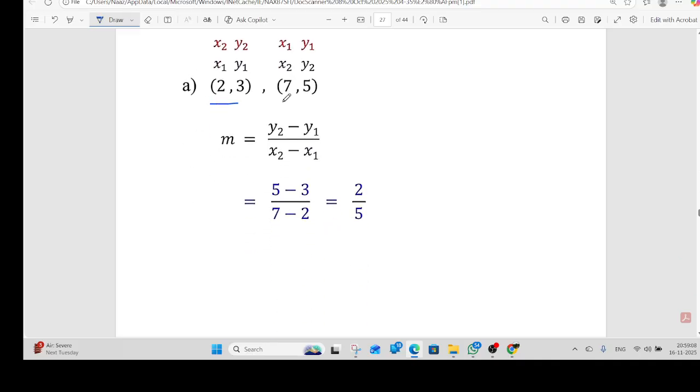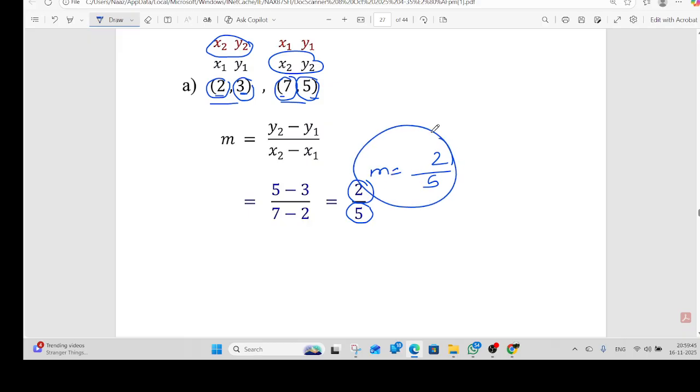So these are the coordinates given. This is x1, this is y1, and this is x2, y2. Anyways, you can consider either this one or this one as x2, y2. So we subtract y1 from y2. Let's say this is my y2 and this is my y1. First we subtract, then we divide. 5 minus 3 is 2. Then we subtract x1 from x2. So 7 minus 2 is 5. So 2 divided by 5. 2 over 5. This is my slope. Okay.